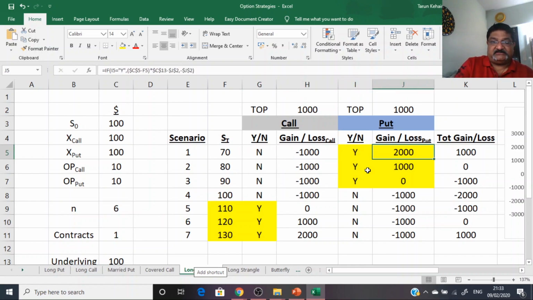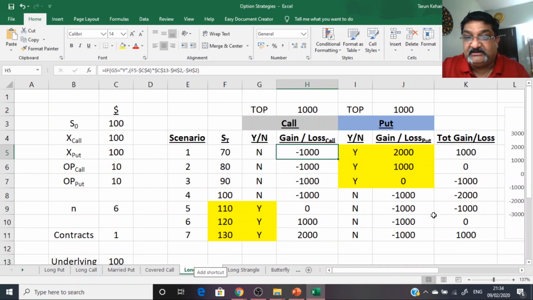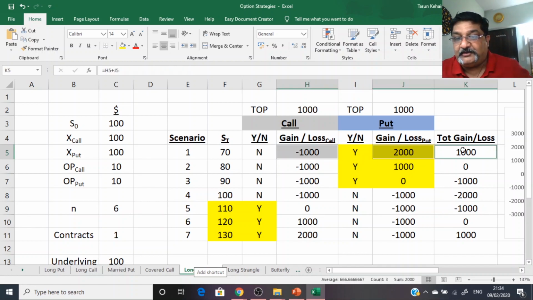But you do exercise your put option, and you gain how much? $100 is your put option strike price. You're able to sell at 100, whereas the stock is being sold in the market at 70. You gain $30 per share. $30 into 100, $3,000 is your gain minus $1,000 of option premium. So your net gain is $2,000. So if you look at your total gain, minus 1,000 plus 2,000 will give you $1,000.